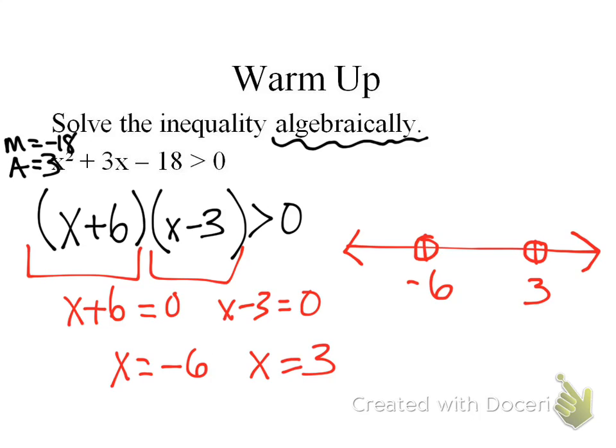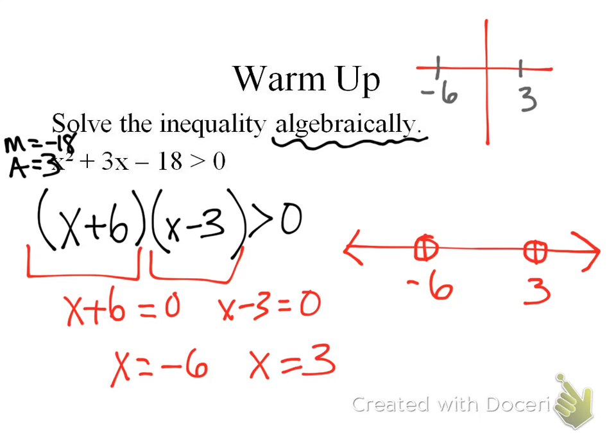Now, we didn't get too much into it yesterday, but I just want you to visualize a parabola for a second. A parabola is greater than 0 when it's above the x-axis. So when it's up here, it's greater than 0. When it's below the x-axis, it's less than 0. Critical numbers are where it hits the x-axis. So it'll hit the x-axis at negative 6 and 3.